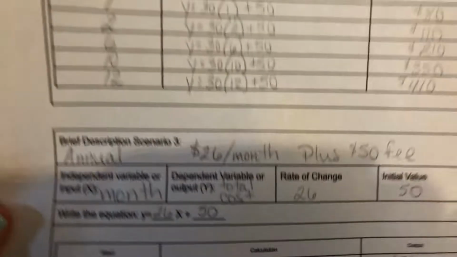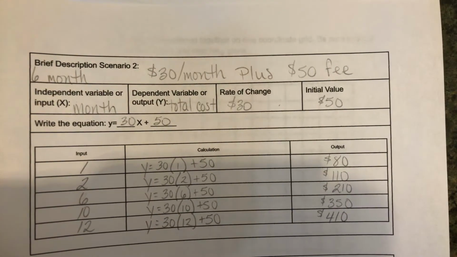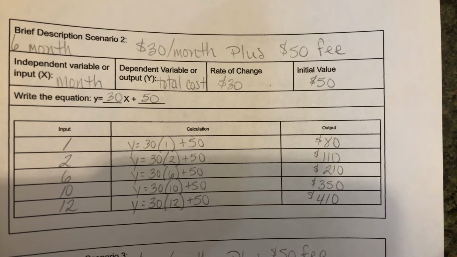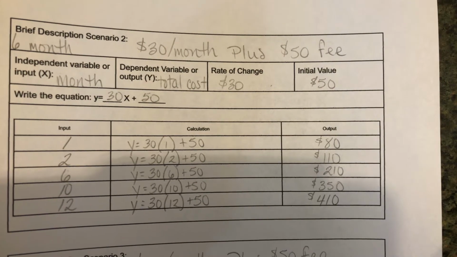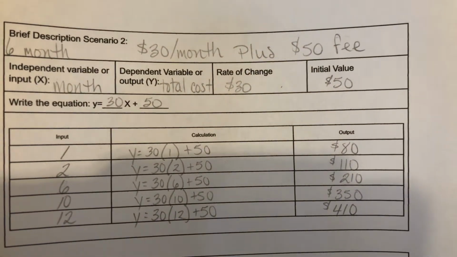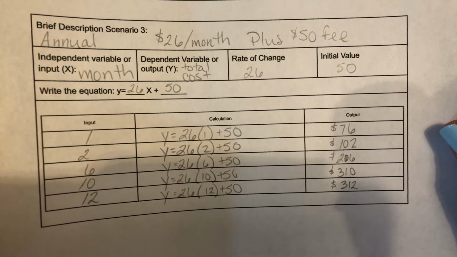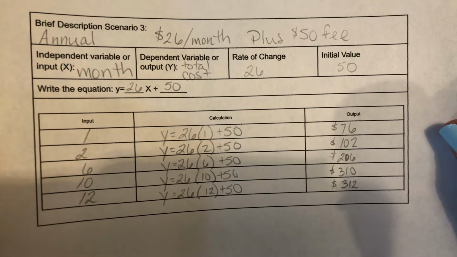I went ahead and completed that for my other 2 scenarios. The other scenario was scenario 2. That was a 6-month plan, so what it would cost you if you signed up for that plan for 6 months. And then also if you decided to sign up for an annual plan, so for an entire year, and what that cost is going to be.